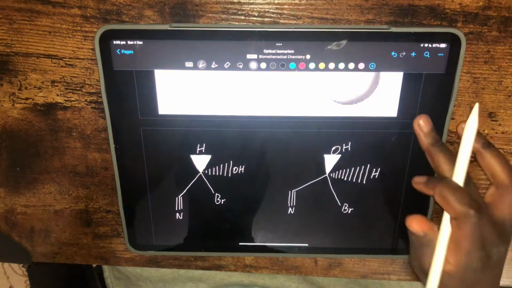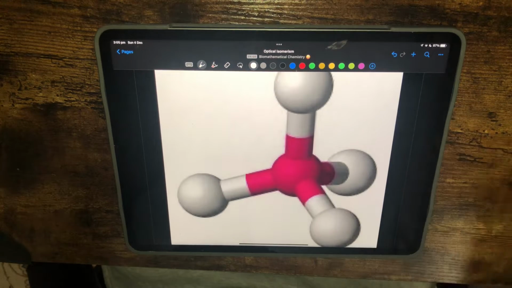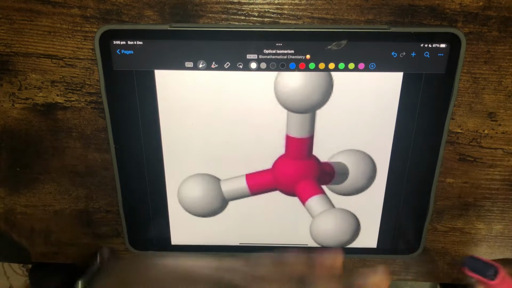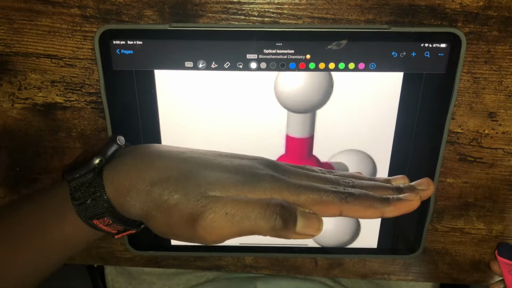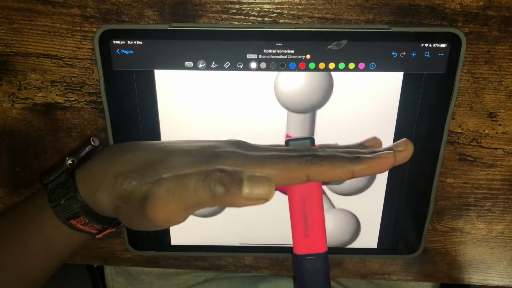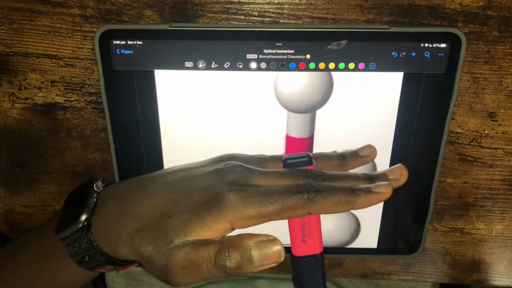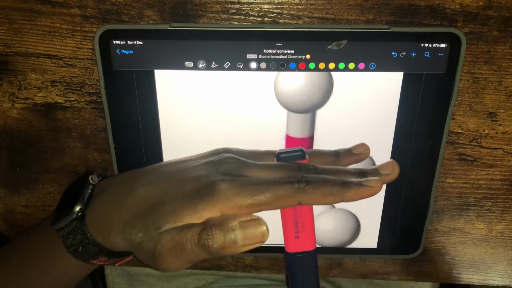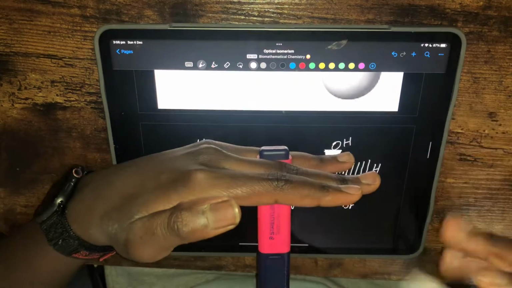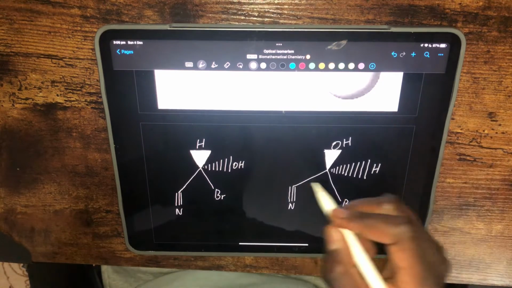So this one here represents a bond that's going behind the plane. So think of it like this, right? Say this is one plane, and then I had this highlighter here that represents a bond going to an atom that's below the plane. We'd use a dashed line like so. We'd use a dashed line like this to show that the bond is going below the plane, right?